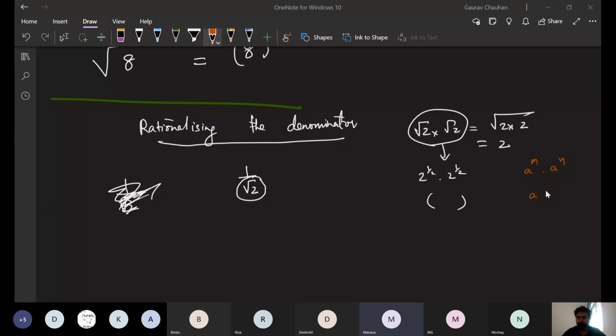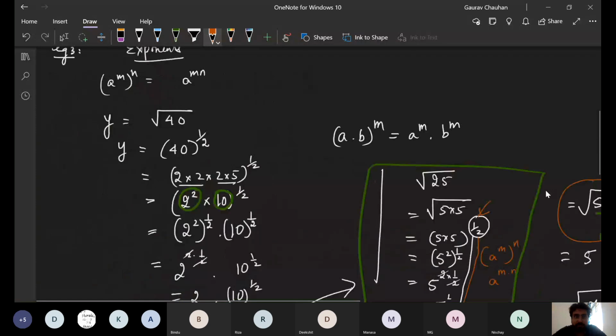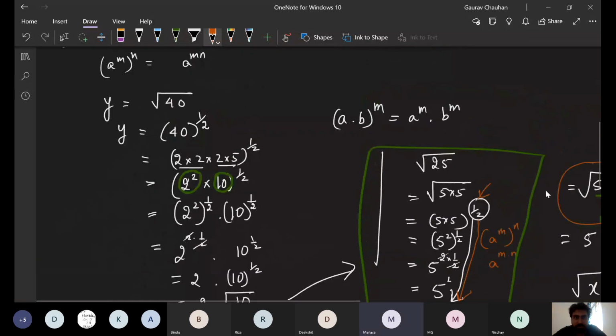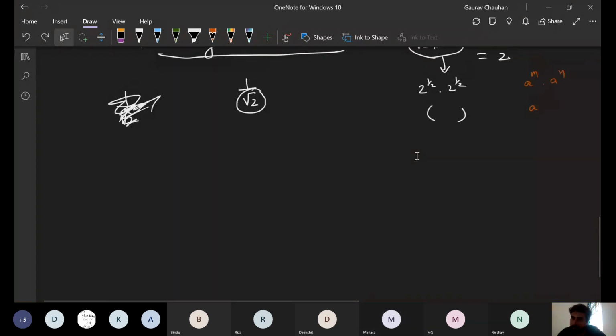Sir, a power m into n? Not correct, Mansa. We just saw where a power m into n comes. Then when a power m is multiplied by a power n, it is a raised to... What will come here, Mansa? A power m plus n. Correct, m plus n.